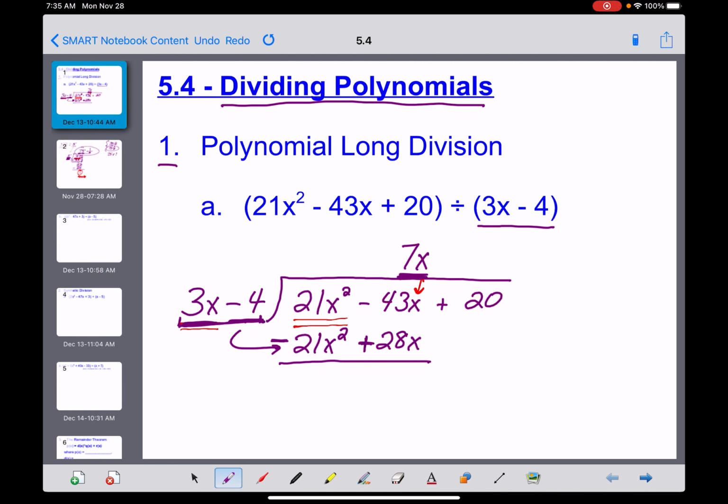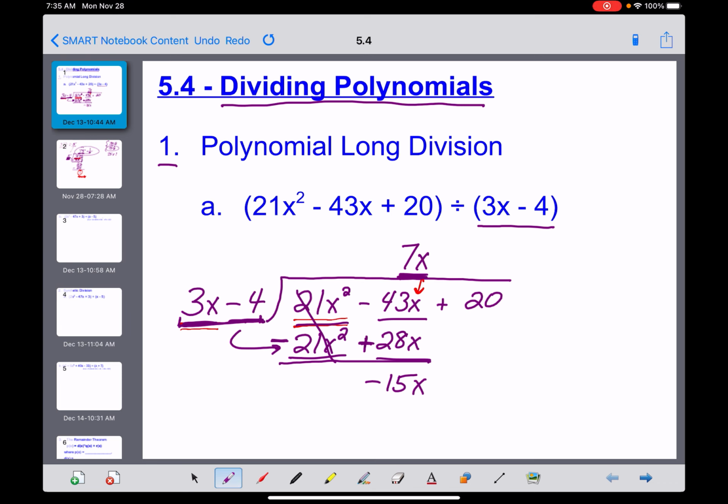And now we add like terms vertically. 21x squared minus 21x squared, those terms cancel out. And guys, that will happen every single time we do polynomial long division. If it doesn't, you made a mistake somewhere along the way and you need to go back and fix it. Then we've got a negative 43x plus 28x. That's going to give us a minus 15x. Okay, so step number 1 here is done.